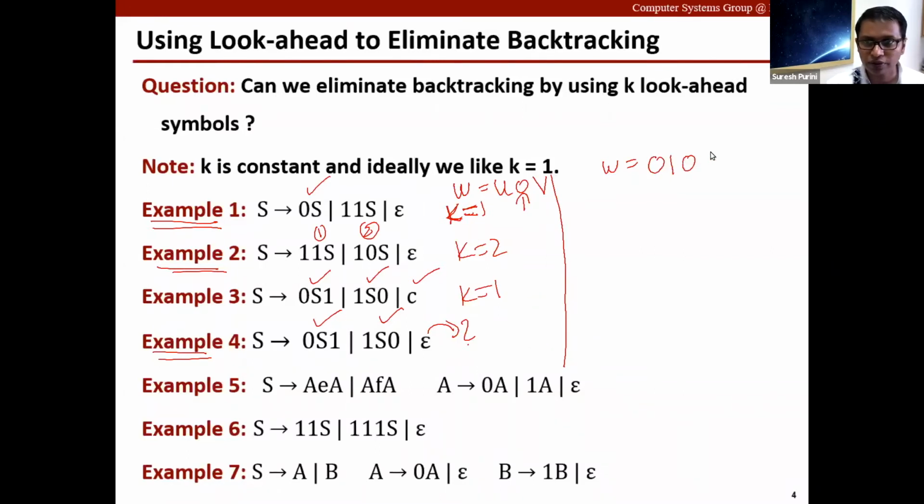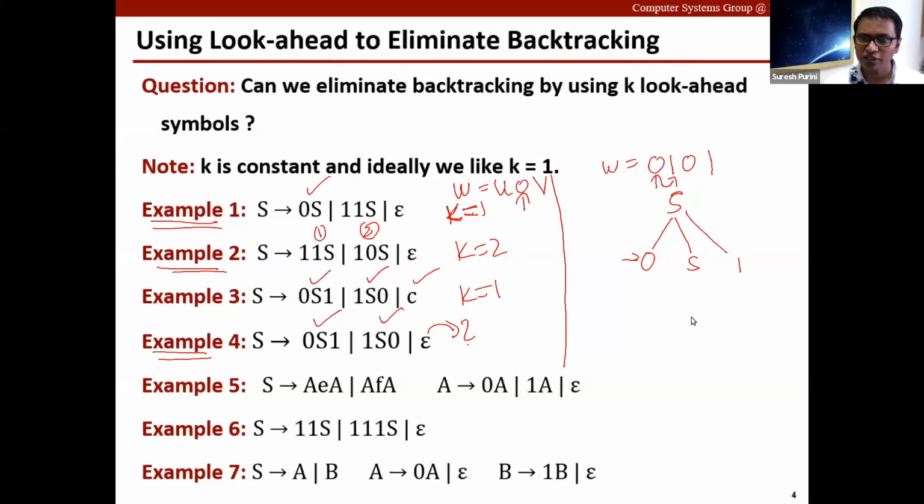0, 1, 0. Great. So this is a string which is present in the language. Okay. So let's see how the derivation process happens for W. You start with the start symbol S. The first input symbol is 0, so you use the substitution rule 0 S 1. Now this 0 here matches the current input symbol 0. So success, you go to the next input symbol.